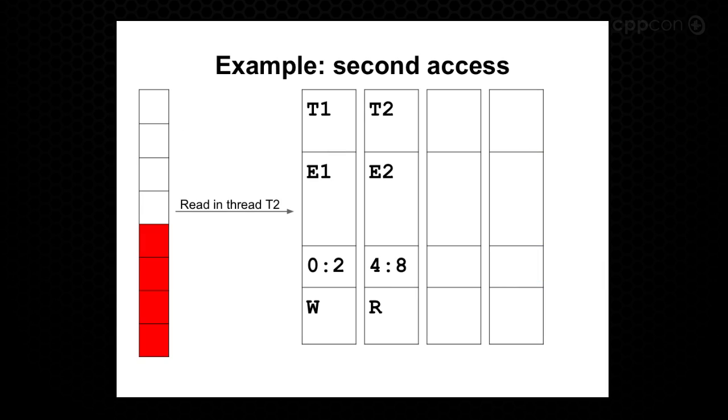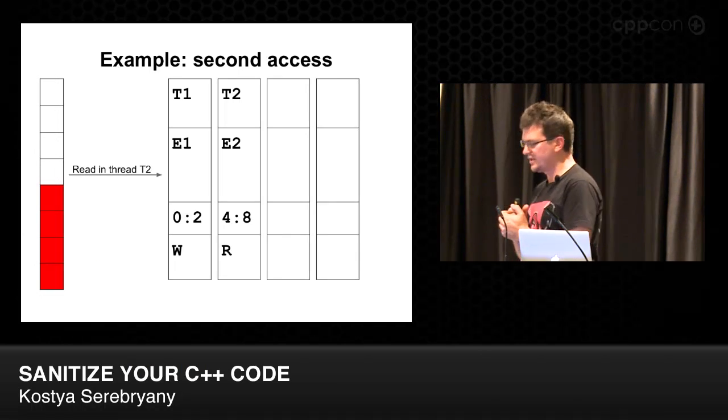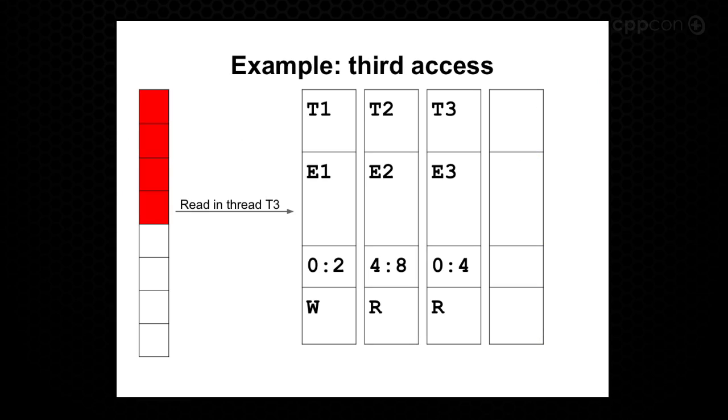The second access arrives. It is a read of the last 4 bytes in some other thread. So there is no intersection. These are disjoint memory regions. We just record this information into another cell. And then there is some third memory access, a read of the first 4 bytes from yet another thread.